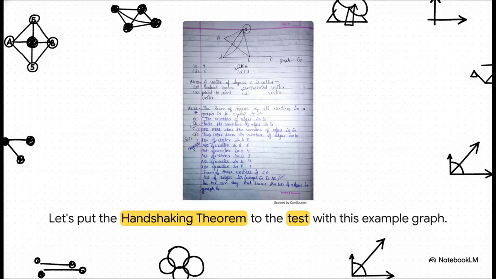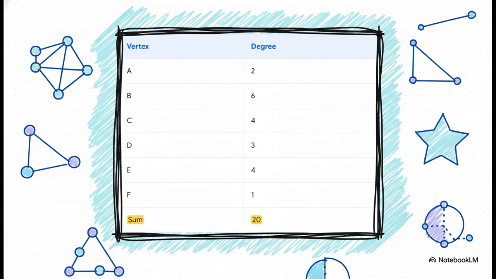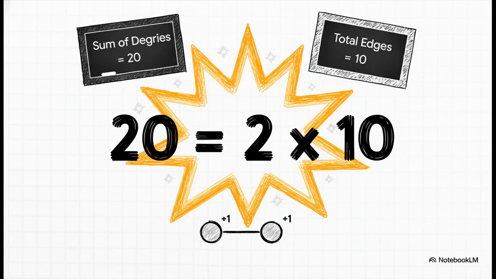Okay, theory is great, but seeing it in action is way better. Let's apply the handshaking theorem to this example graph right here, step by step. First things first, we're going to add up the degree of every single vertex. So we've got 2 for A, 6 for B, 4 for C. And when we add all of those up, the grand total is 20. Okay, remember that number, 20. So the sum of all the degrees is 20.